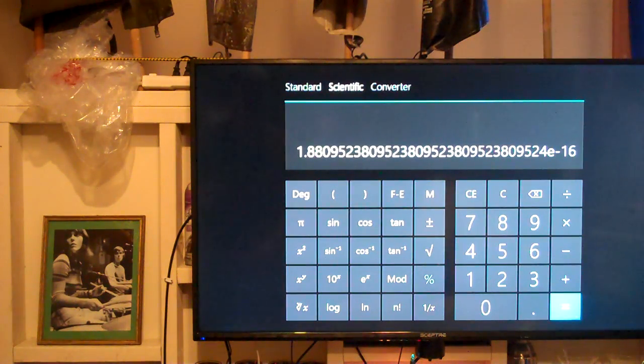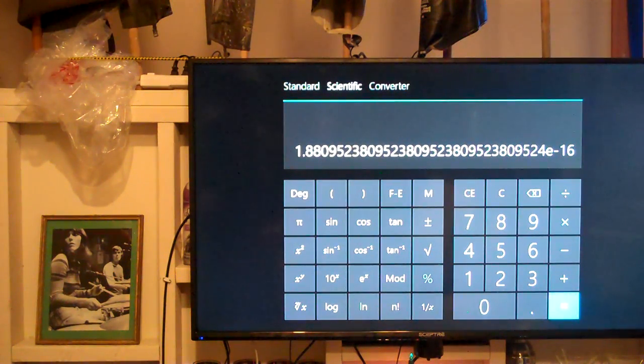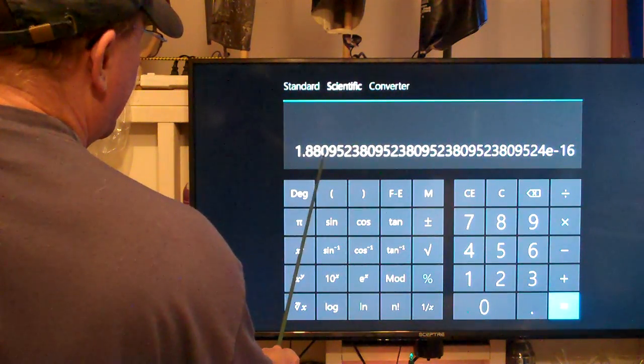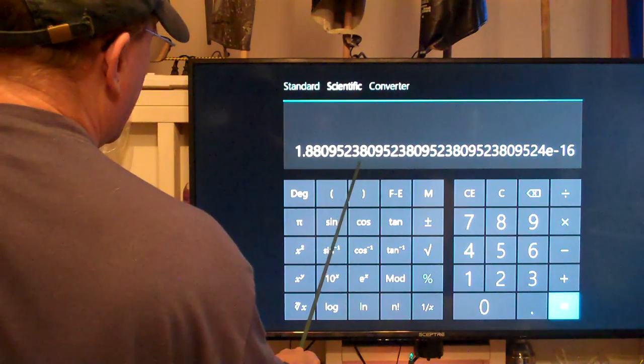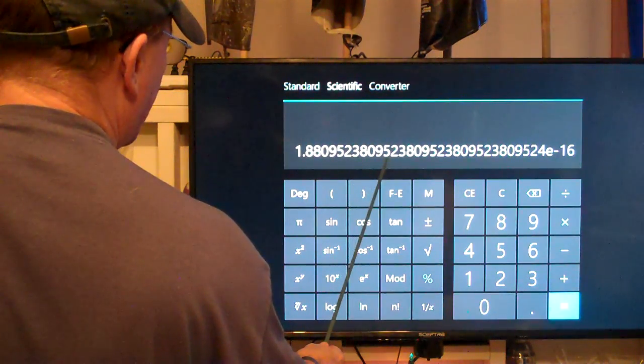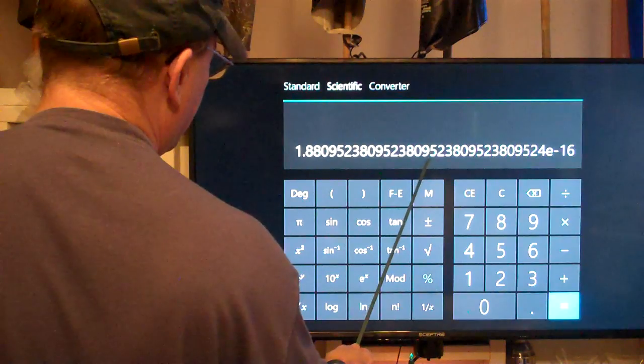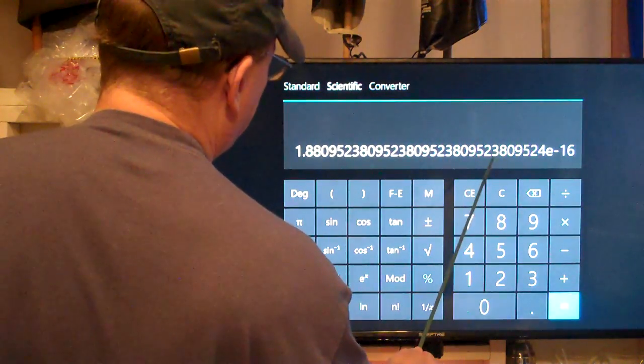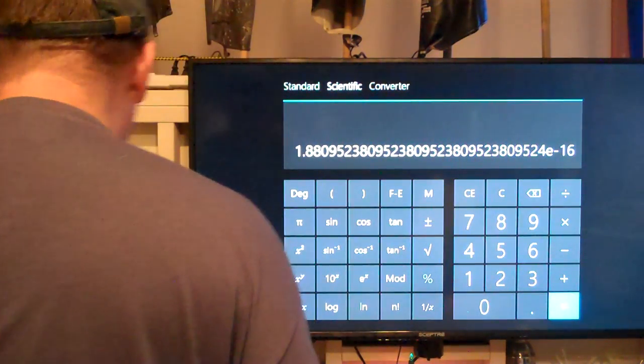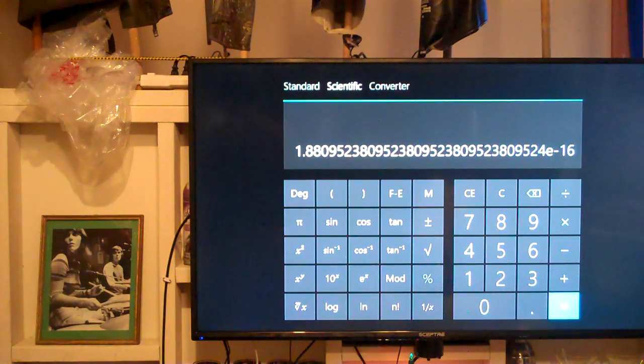Certainly doesn't look like it terminates, does it? So where's the repeating pattern here? Sorry about that. Didn't mean to hit you. All right, 1.8809523, 809,523, 809,523, 809,523. Do you see a pattern there? The simple pattern is 809,523. That's called a repetend.